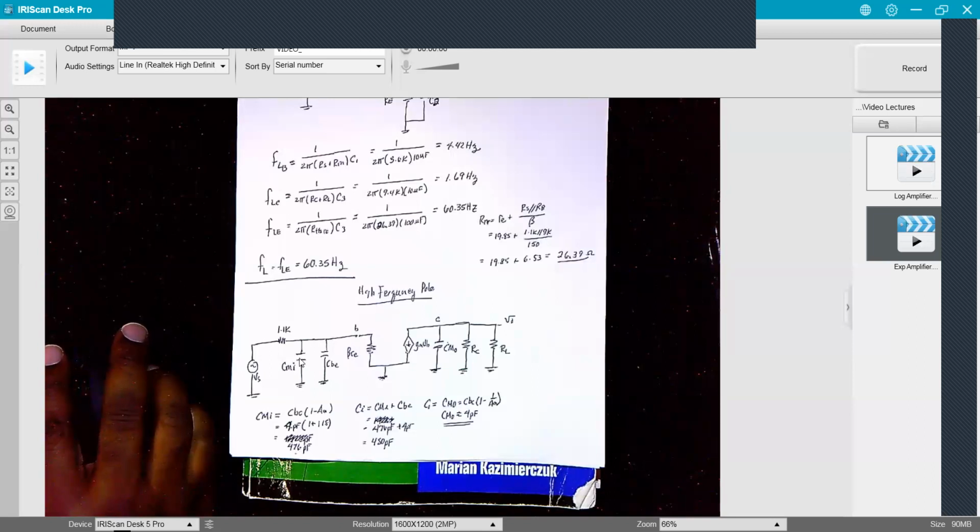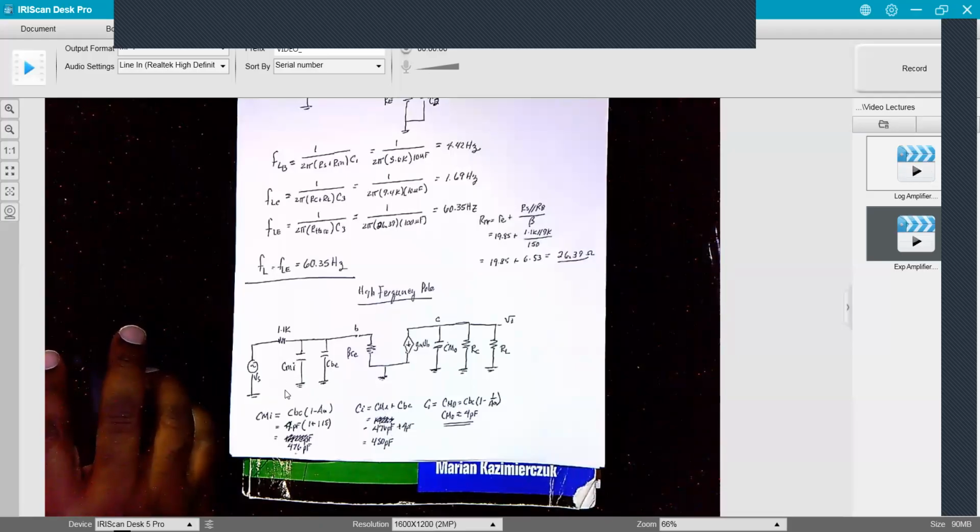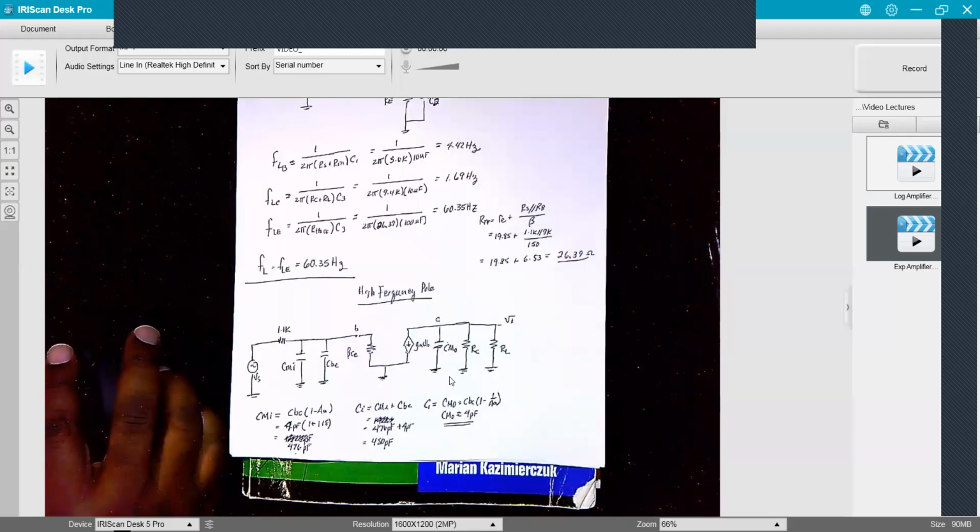And so the total capacitance on the input is C Miller in in parallel with CBE, which is C Miller in plus CBE. So they add when they're in parallel, and you get 480 picofarads for this parallel combination here. On the output side, all you have is C Miller out. And C Miller out was just CBC times 1 minus 1 over the gain. Well, the gain is almost 120, so 1 over that is going to be negligible. So basically C Miller out is CBC, which is about 4 picofarads. That's this one here.